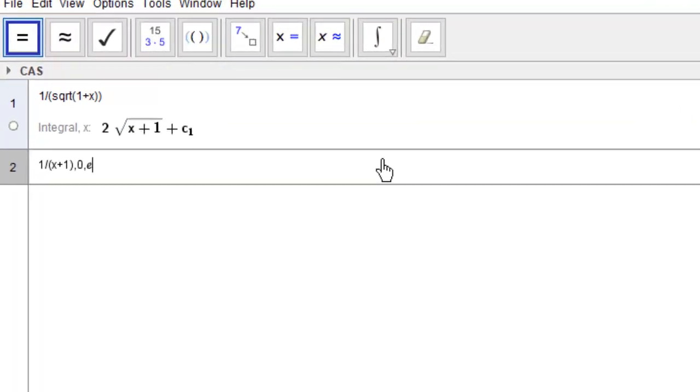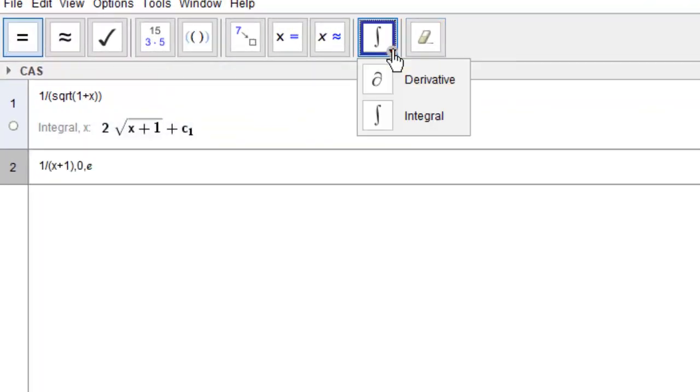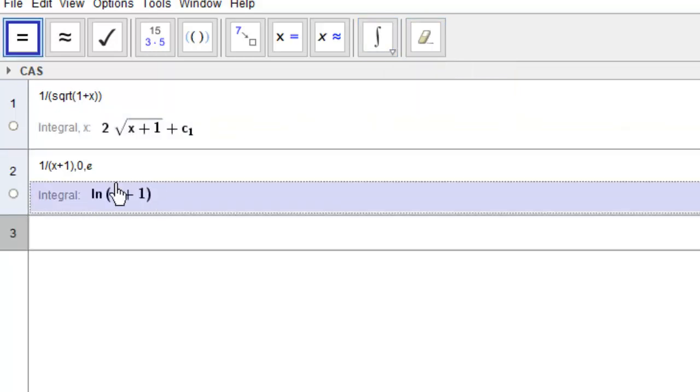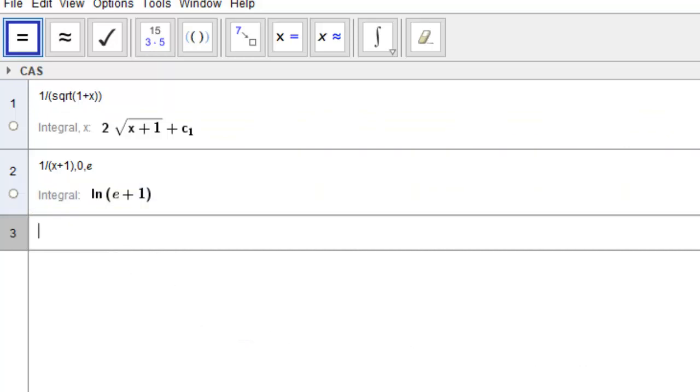Then after that, we go to integral, then integrate. So this is our result for the definite integral. So we repeat the same process for these ones also.